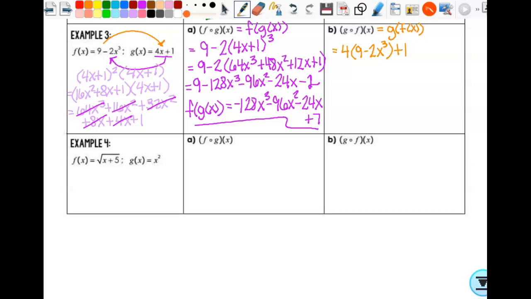So can I distribute the 4 at this point? Yes, it's different because that's on the inside. Good. So this just gives me 36 minus 8x cubed plus 1. So g of f of x is equal to negative 8x cubed plus 37.